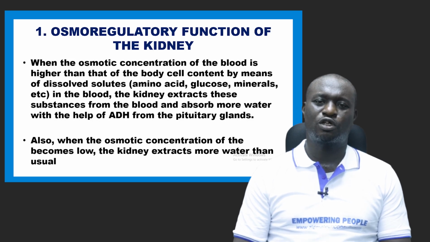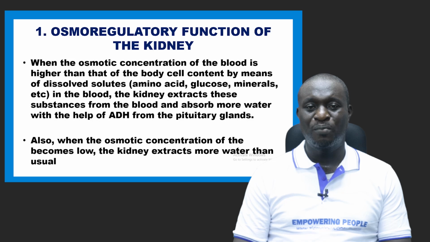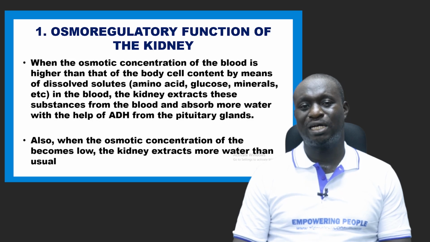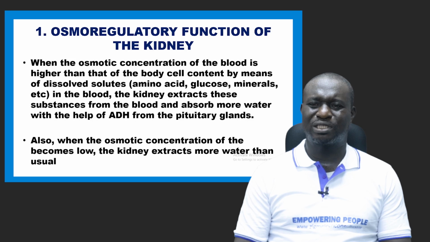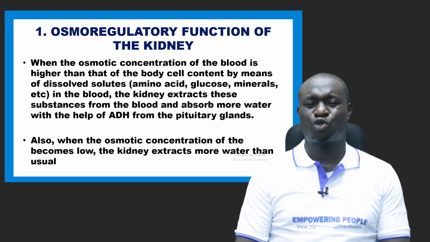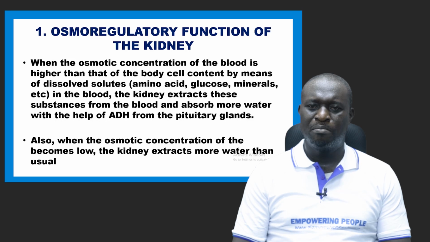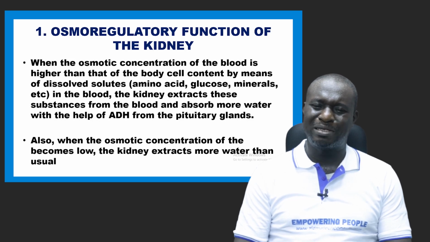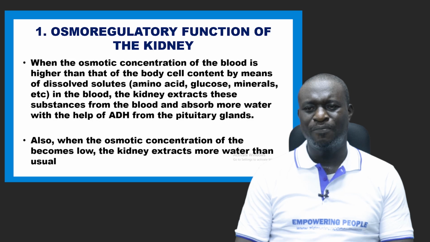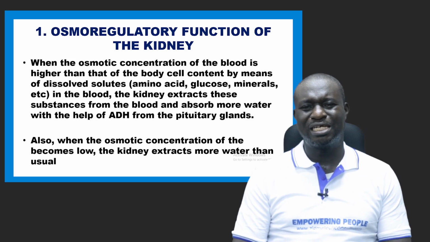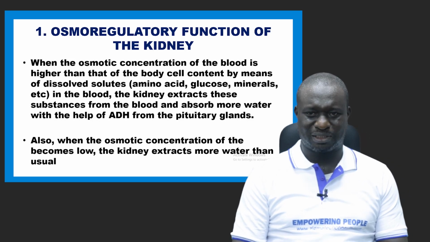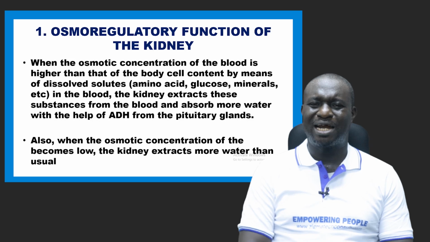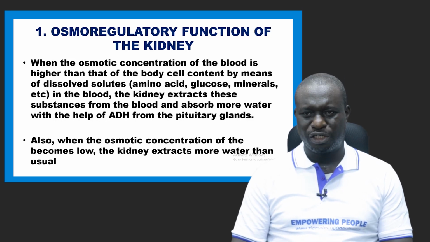Have you ever, when you go to the toilet to pass out urine, discovered that the volume of urine you pass out is small, and also that the urine is concentrated, very colored? That simply means that your kidney has absorbed so much water, because in the content of your blood, the osmotic concentration is high. So the kidney is trying to maintain a balance. This is how the kidney carries out osmoregulation.